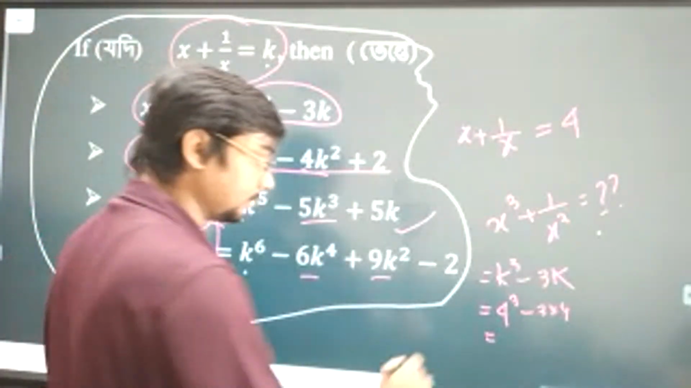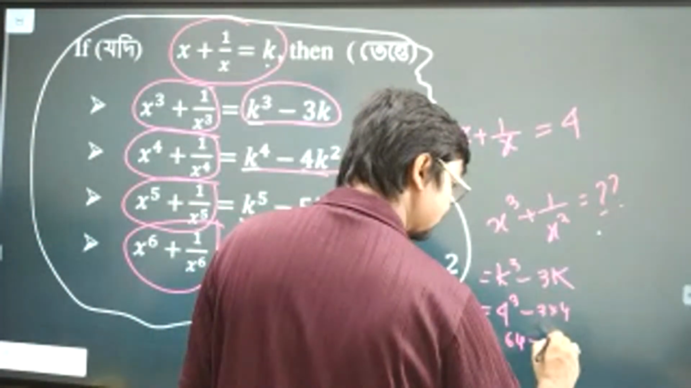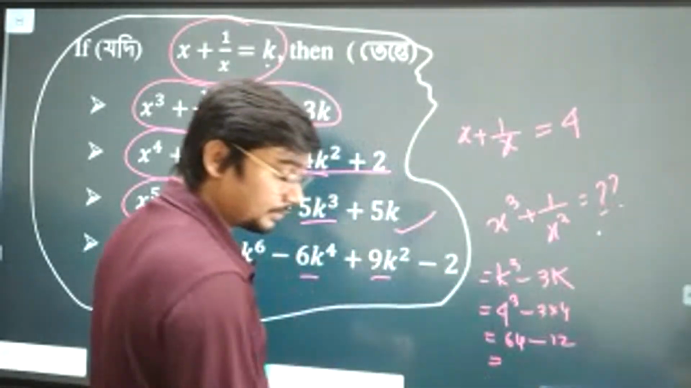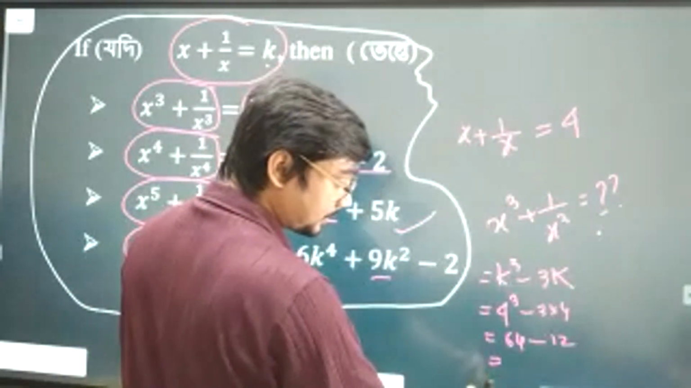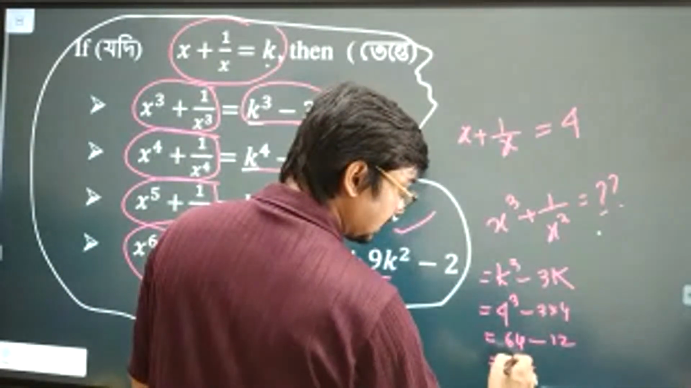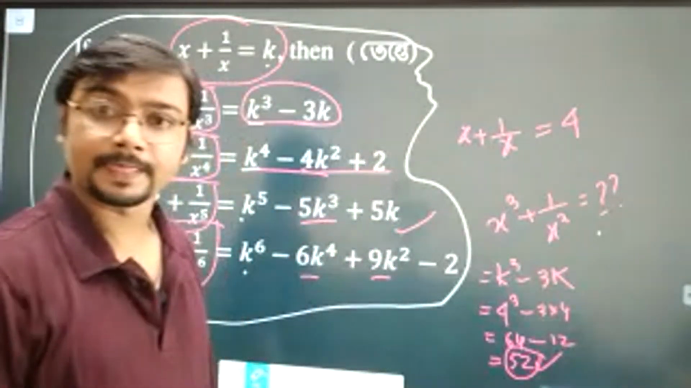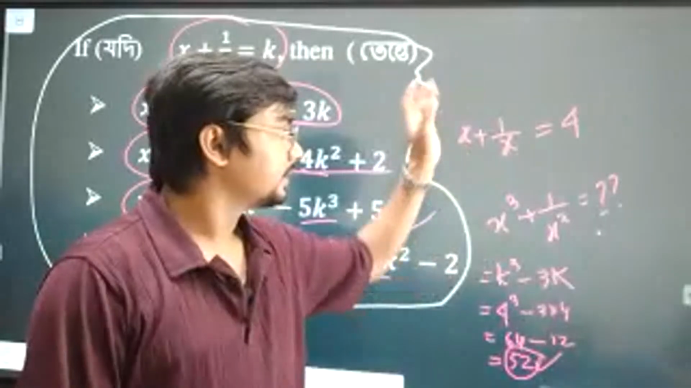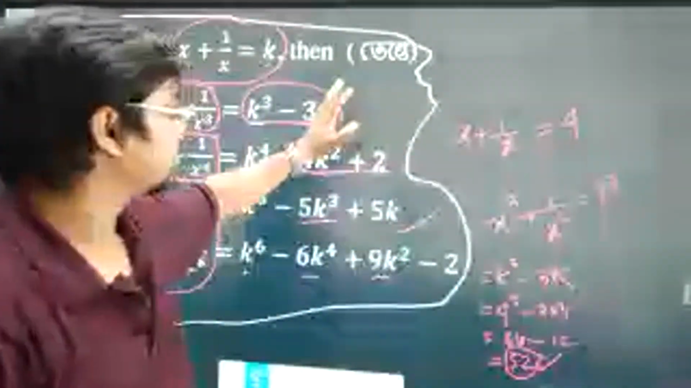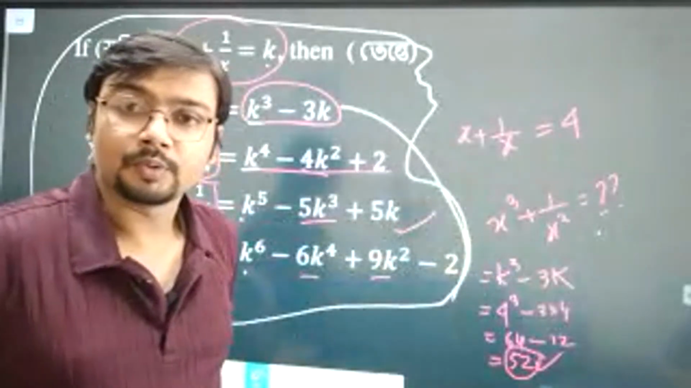What is the value of 4 cube? This is 64 minus 12. So you just have to subtract this one, here will be 2 and here 52, right? So this 52 will be the correct value. Is it okay? So simply by using this formula, this type of formula, we can solve this type of questions, right?